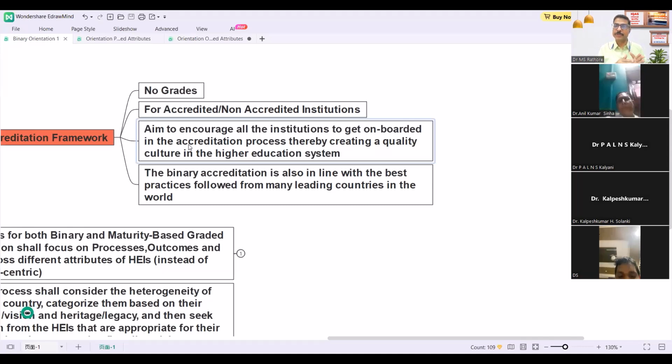Like if you say QS rankings are there, there are multiple things which have been adopted by the leading countries which are already the known names in education throughout the globe. So this accreditation framework is going to be a very important milestone in upgrading the higher education status in India.